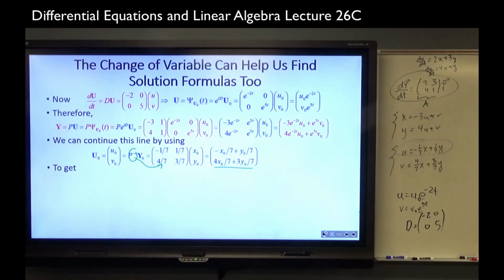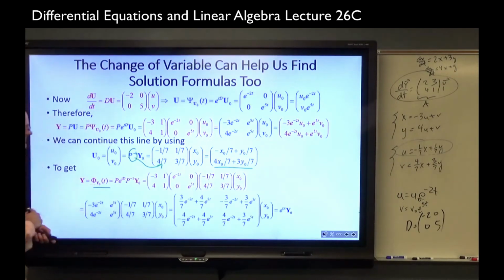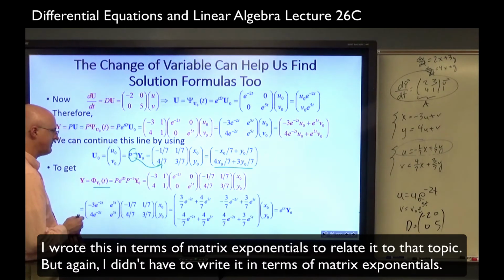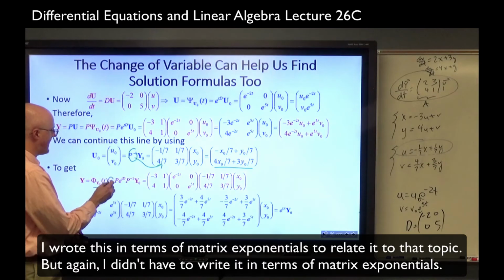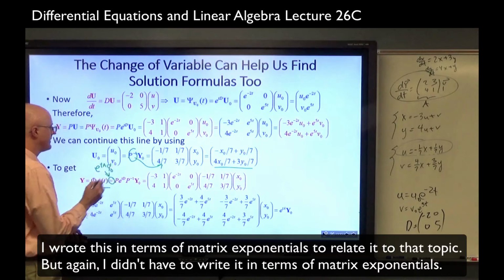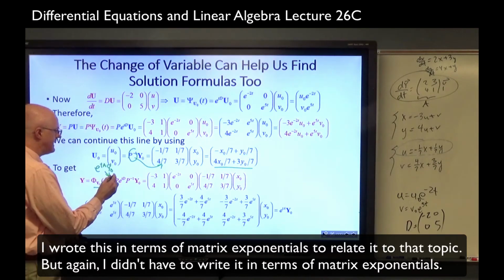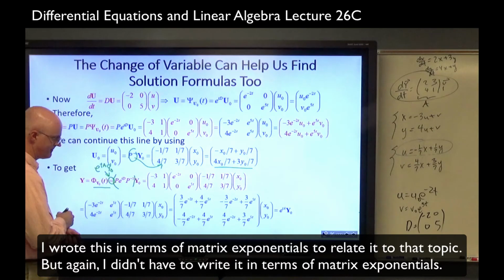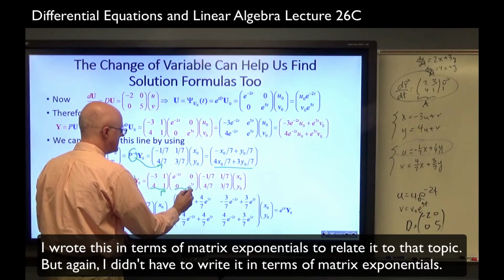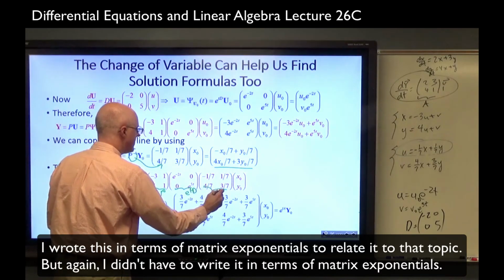Finally, to get the solution phi of t, phi sub y0 of t, the solution with initial condition y0 as a function of time. I skipped a step here, essentially. That is also equal to e to the ta times y0. But e to the ta is p times e to the td times p inverse. That's p, that's e to the td, that's p inverse. Multiply.